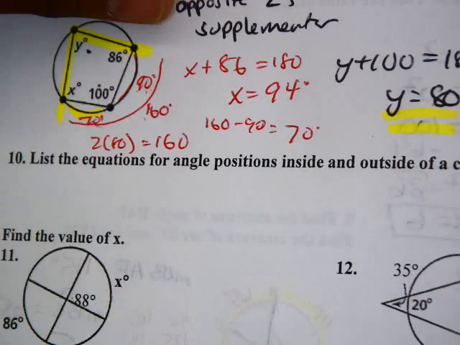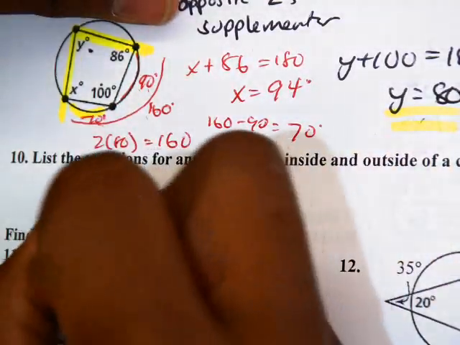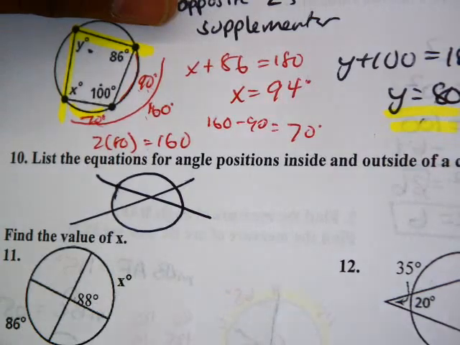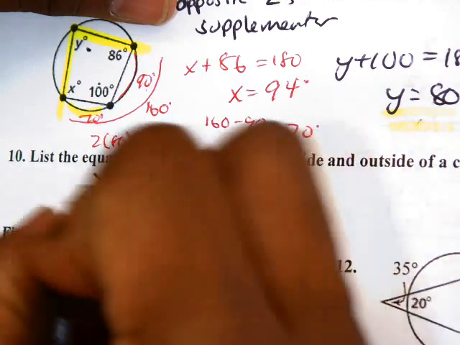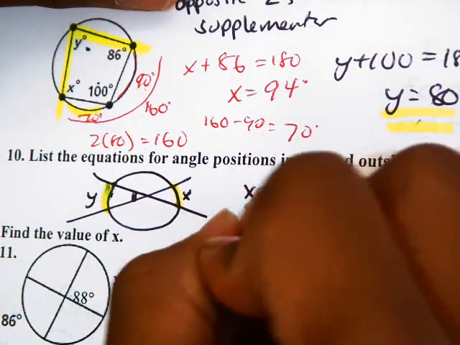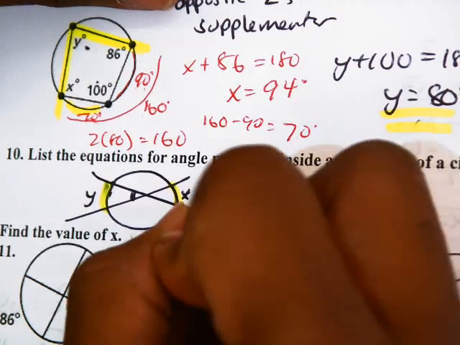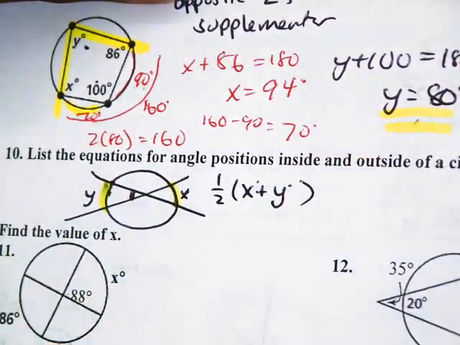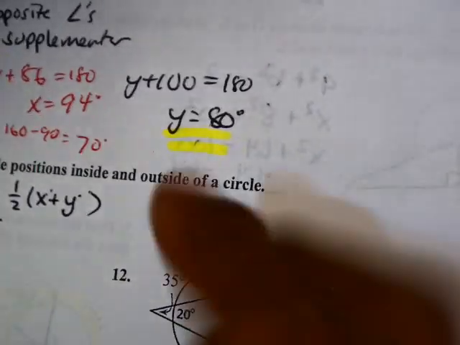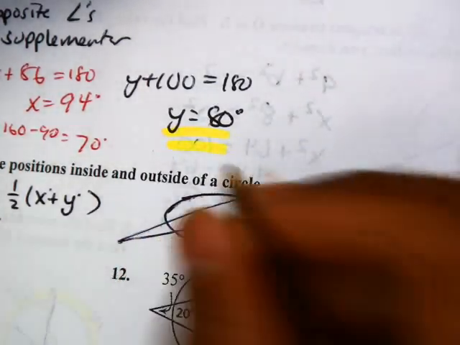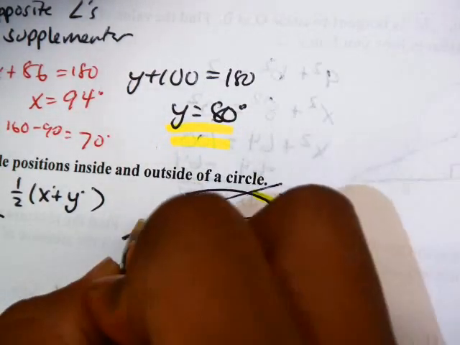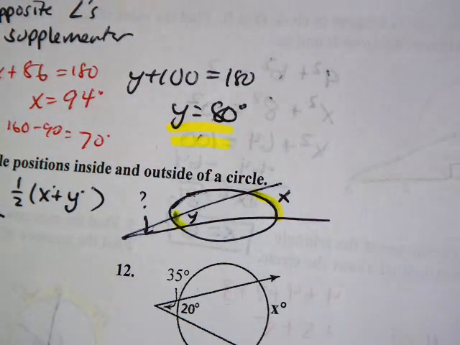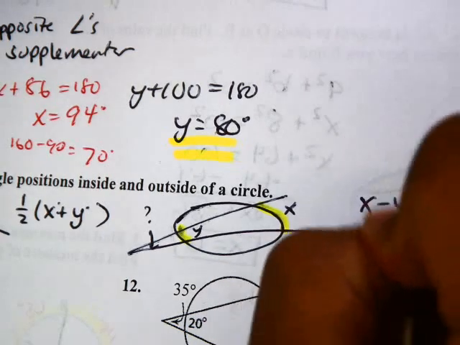So number 10 lists the equations for these angle positions inside and outside the circle. If you have angles that meet inside the circle, what you do is you take these two arcs, x and y, you add them, and then take half, and that'll get you your answer for inside the circle. If your arcs were to meet outside the circle, like in this case, here are your two arcs, x and y. If you're looking for this angle in here, I have to do x minus y and then take half of it.